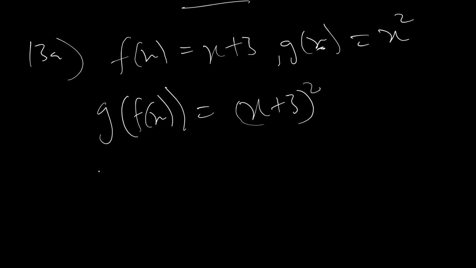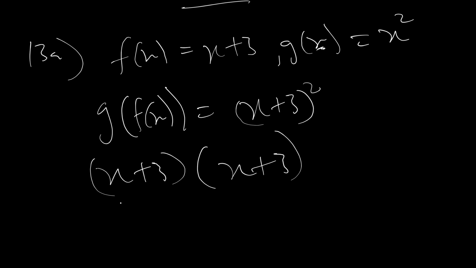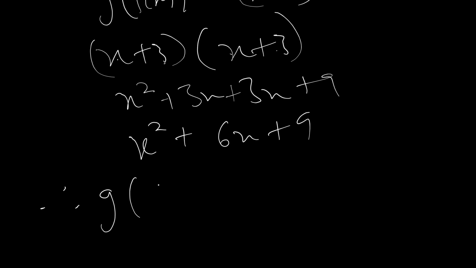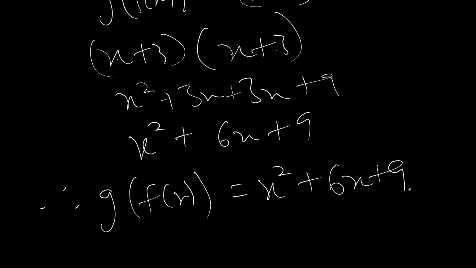Now this is the same as x plus 3 multiplying x plus 3. So x times x, we have x squared. x times 3, we have 3x. 3 times x, we have 3x. And then 3 times 3, we have 9. So when we simplify, we have x squared plus 6x plus 9. Therefore, our g of f of x is equal to x squared plus 6x plus 9.